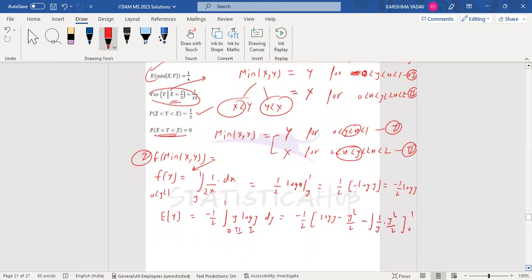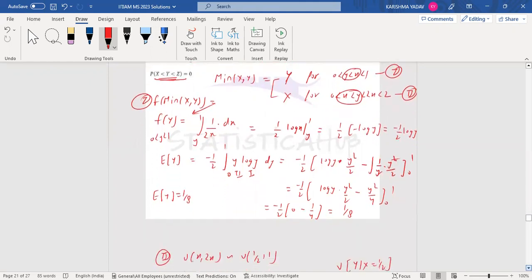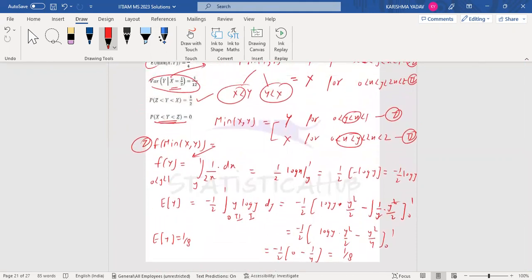Just apply this integration, and that will be minus 1 by 2, log y into y square by 2 minus, and this y will cancel out with y square, this will be y square by 4, 0 to 1. Let's just put the limits, that will be equal to minus 1 by 2, 0 minus 1 by 4. And this is equal to 1 by 8. So I got expectation of y is equal to 1 by 8. Let's just remember that expectation of y is 1 by 8.